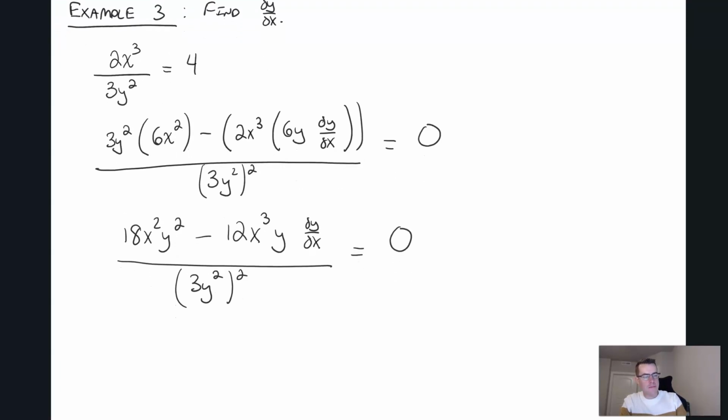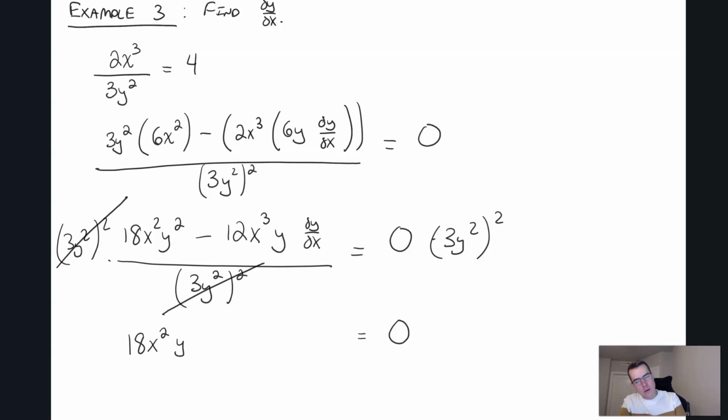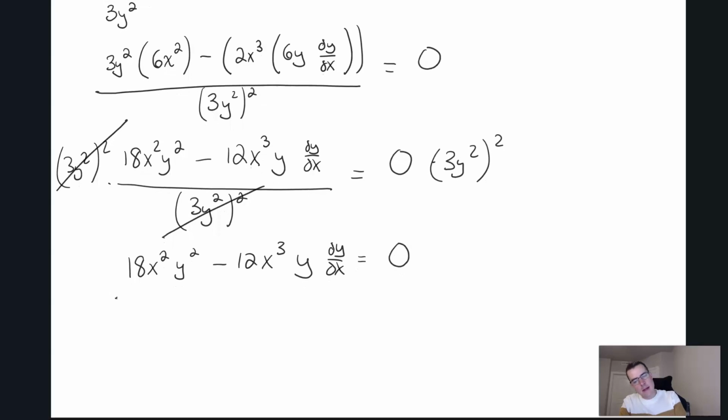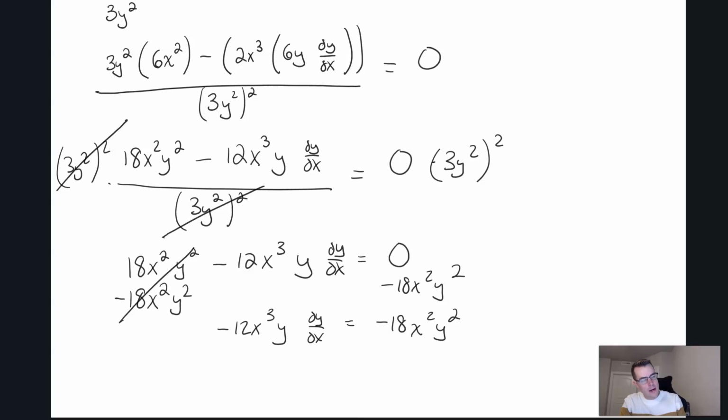Well, we want to go ahead and solve this. So I'm going to multiply both sides by 3y squared squared. So the 3y squared squared over the 3y squared squared crosses out here. 0 times anything, though, is still just 0, so we can ignore that here. And so we're going to be left with 18x squared y squared minus 12x cubed y dy dx. And then we could just solve this for dy dx. So I'd minus off the 18x squared y squared. So we get negative 12x cubed y dy dx is equal to negative 18x squared y squared.